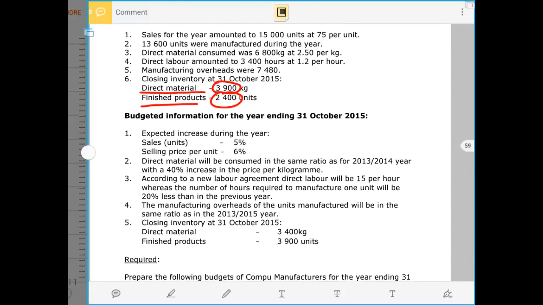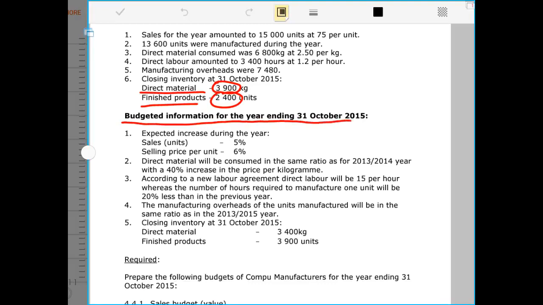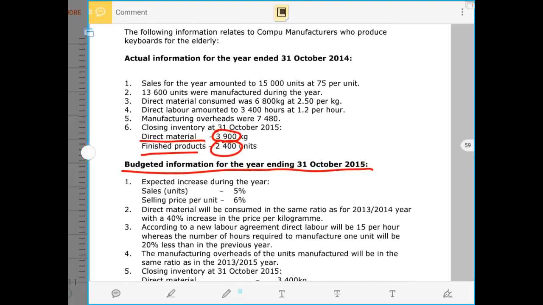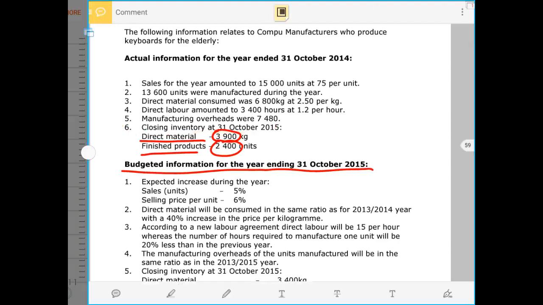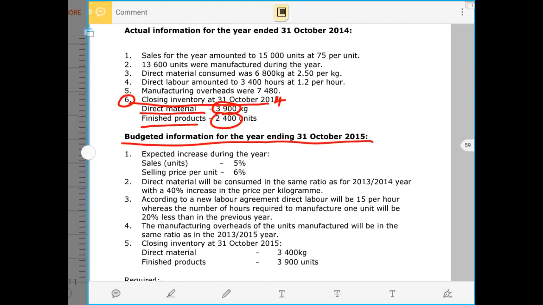Then it says budgeted information for the year ended 31st October 2015. That means at the end of October 2015. So now that means there must be a correction with the date. Under number 6, there must be a correction because this date is 2014, not 2015, the end of the year, which is October 2014. Then after we continue to 2015.